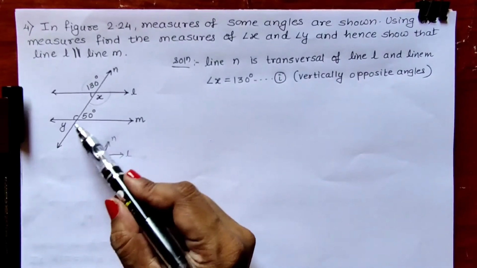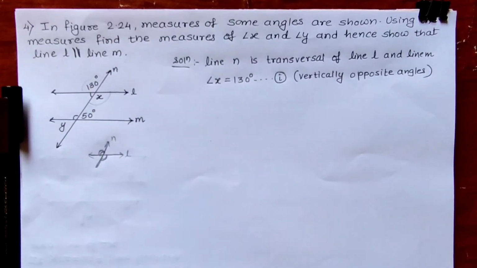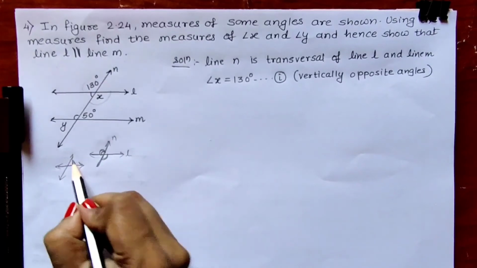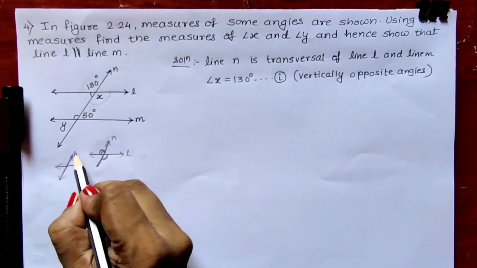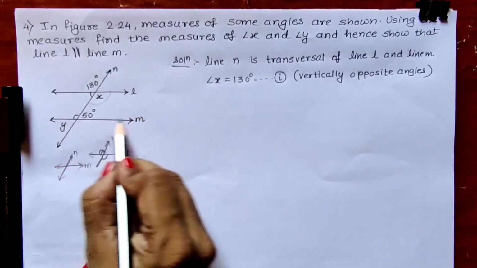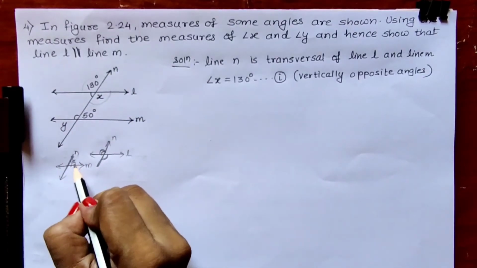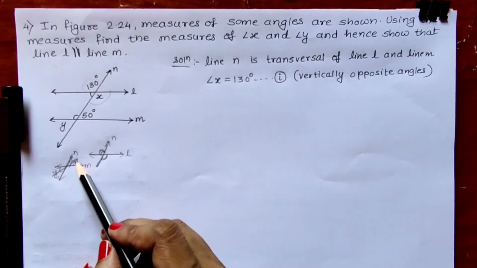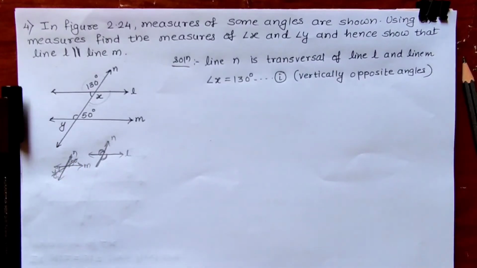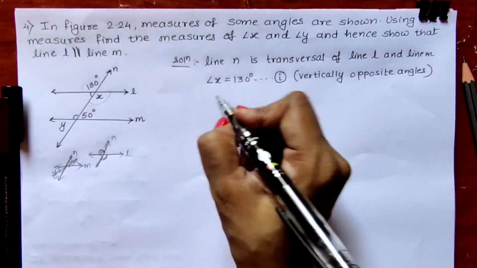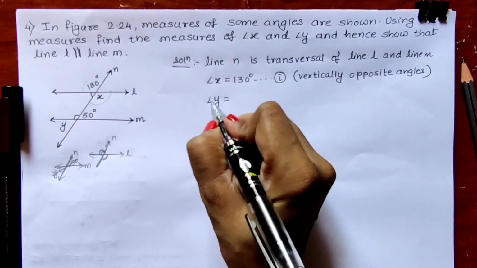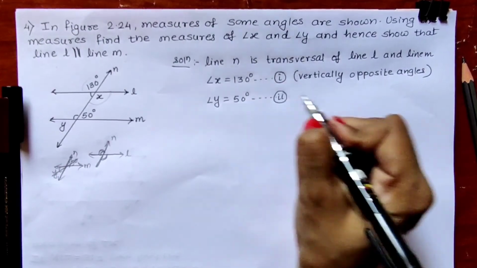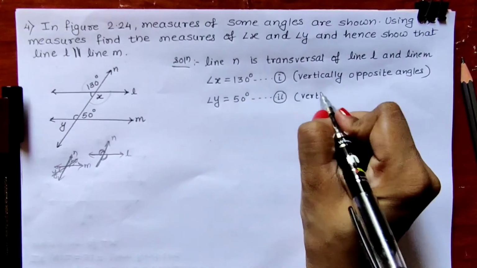Similarly, when you observe angle Y and angle 50, they are also vertically opposite angles. Line N and line M intersect each other, and here 50 degree angle is there, here Y angle is there. They are again vertically opposite angles. They are in the shape of X. That's why angle Y will be equal to 50 degree. This is our equation number 2. The reason is again they are vertically opposite angles.